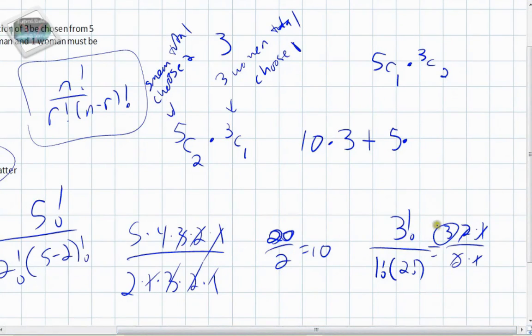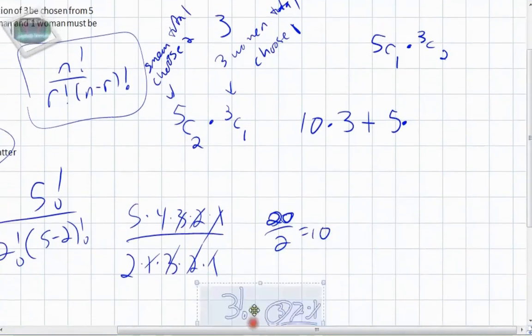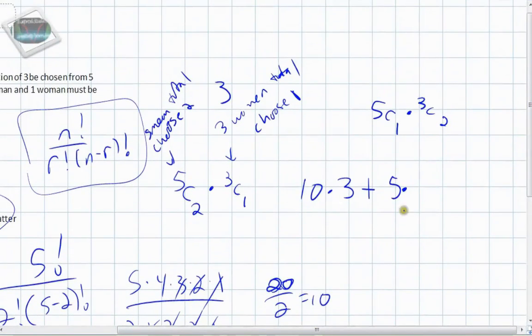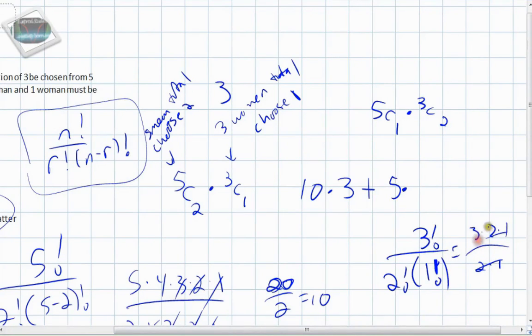when you do the math for the 3 choose 2, it's going to be 3 factorial over 2 factorial times 3 minus 2, which is 1 factorial. Okay, and you're going to get 3 times 2 times 1 over 2 times 1. These cancel and you just get 3. Okay, so 5 times 3. So then you're going to have 30 plus 15, which is 45, and that is your final answer.